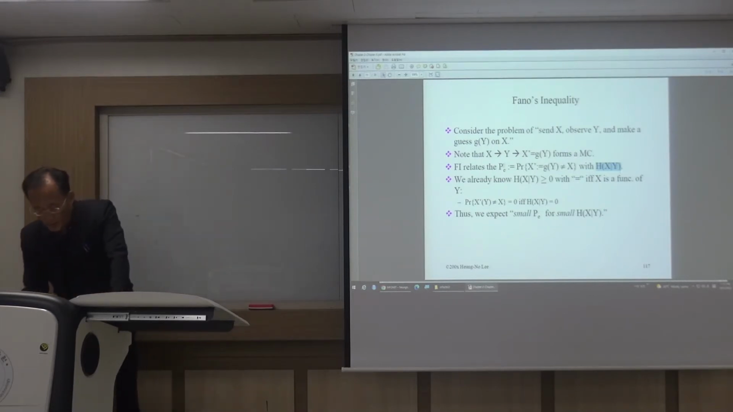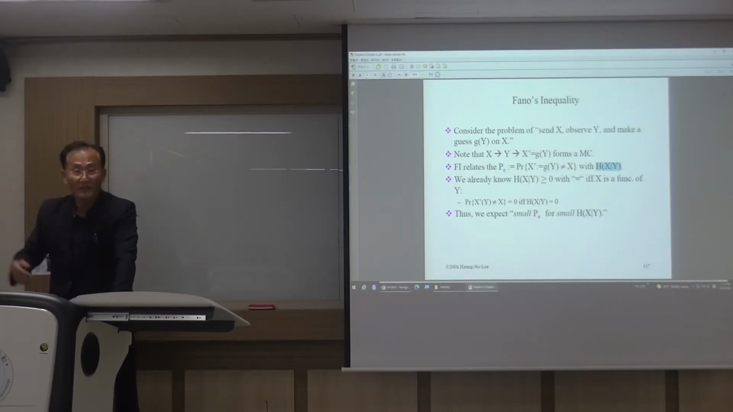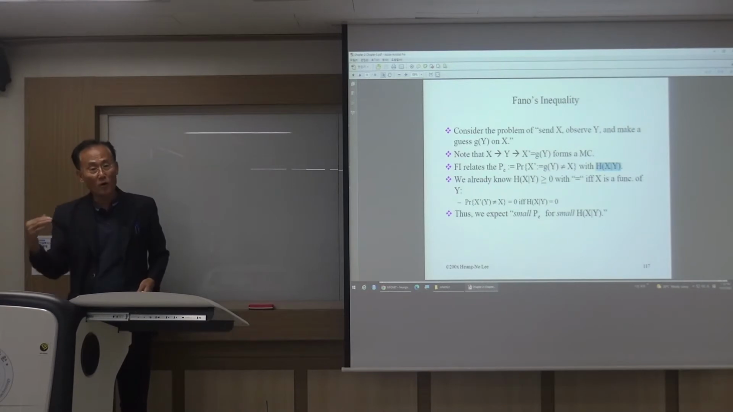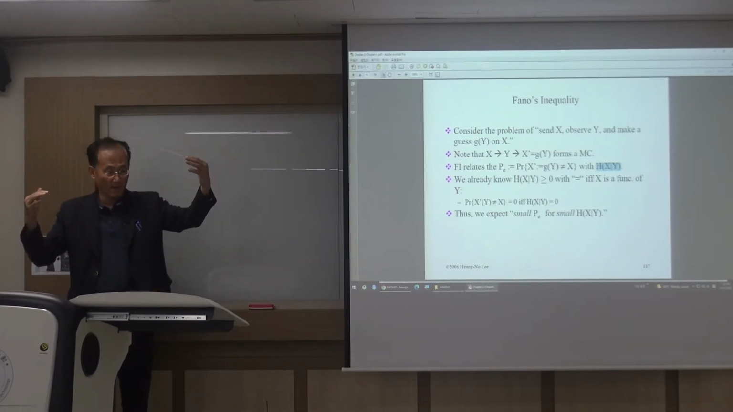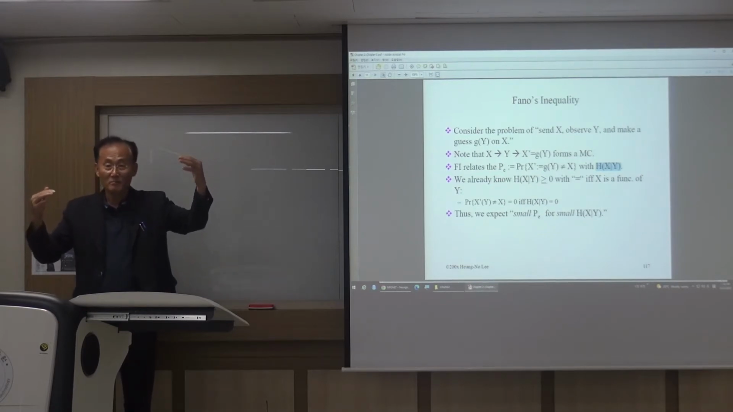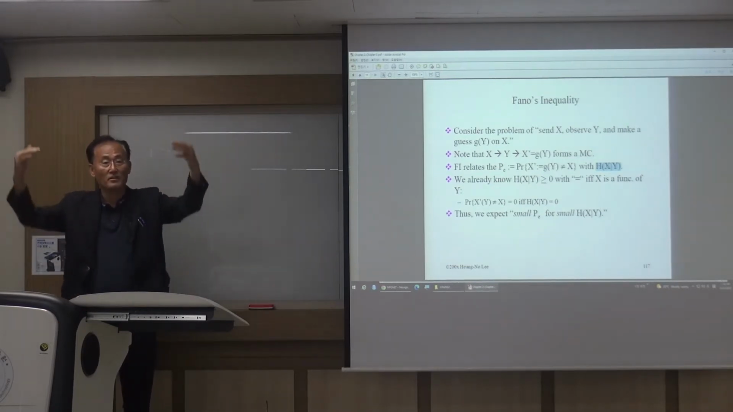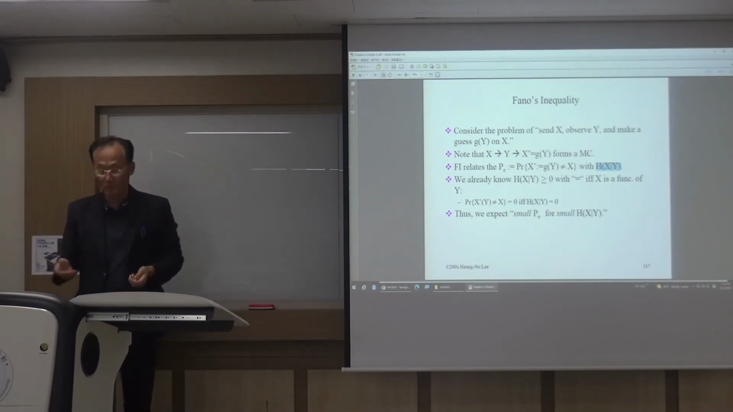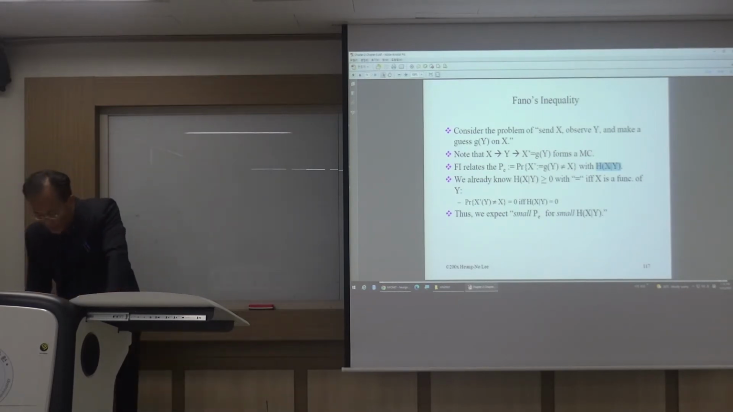So we can relate this probability of error with this. If this uncertainty is greater, the probability of error is probably greater, right? If this uncertainty is small, then the probability of error is probably small, right? So they have a relation, right? But what is that relation exactly? That's what we will talk about, okay?